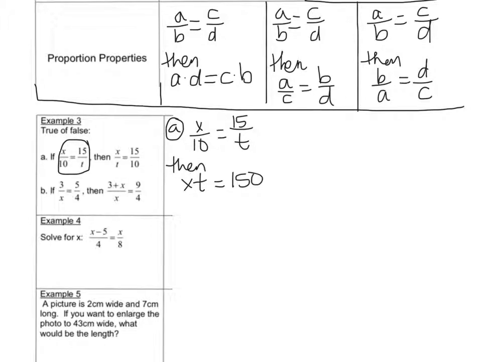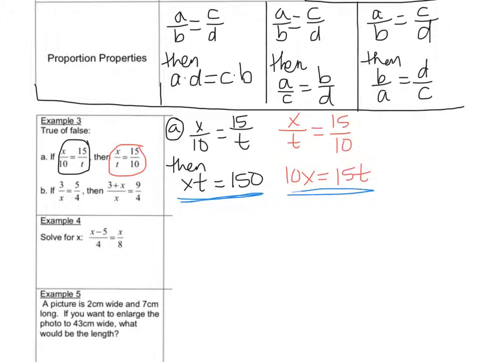Well, let's check it. So they're saying x over t equals 15 over 10. Let's see if this is equivalent to what we got. That would be 10 times x is equal to 15 times t. So I ask you this question: is this equation the same as this equation? They're not. That's why I can conclude that for A, this is a false statement.